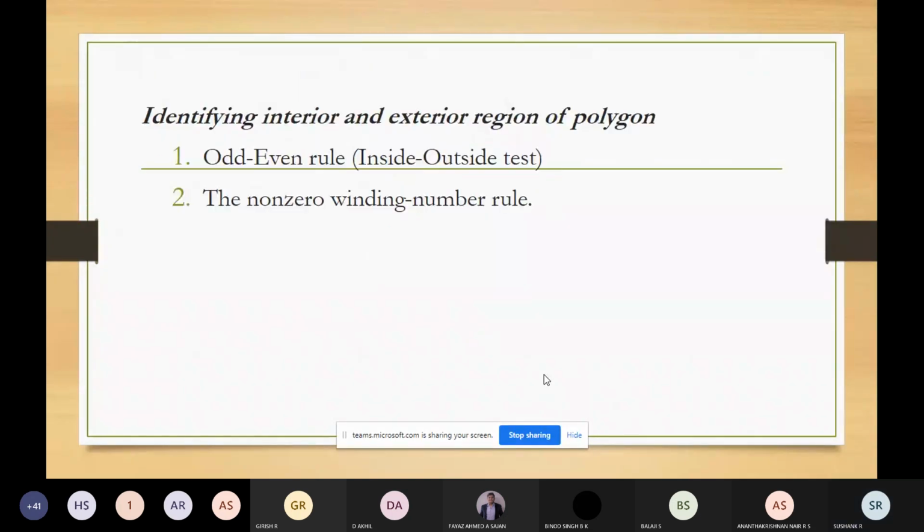Now we'll start with a new concept. We have polygons, and we have to determine, for example, whether a point is inside the polygon or outside the polygon. For that, we have two methods. One is the odd even rule. The second one is the non-zero winding number rule.